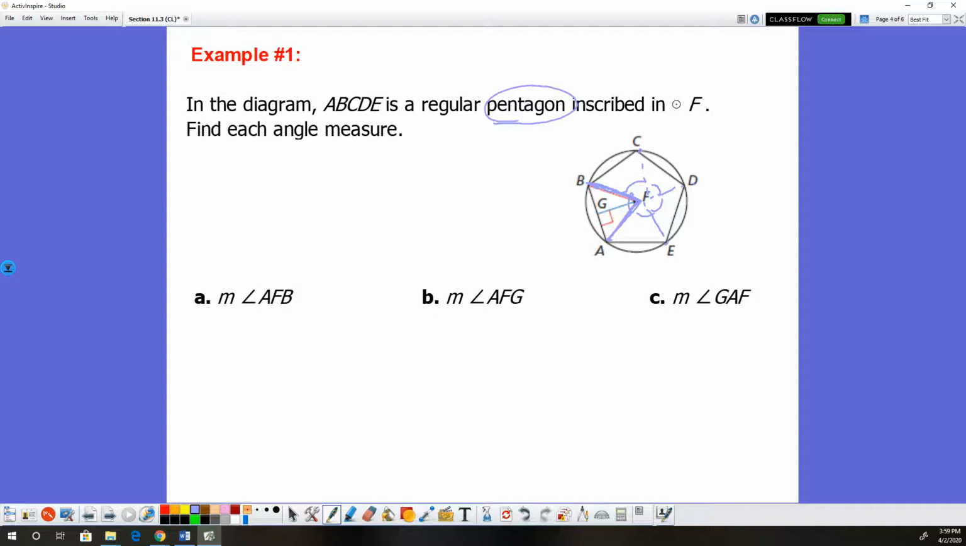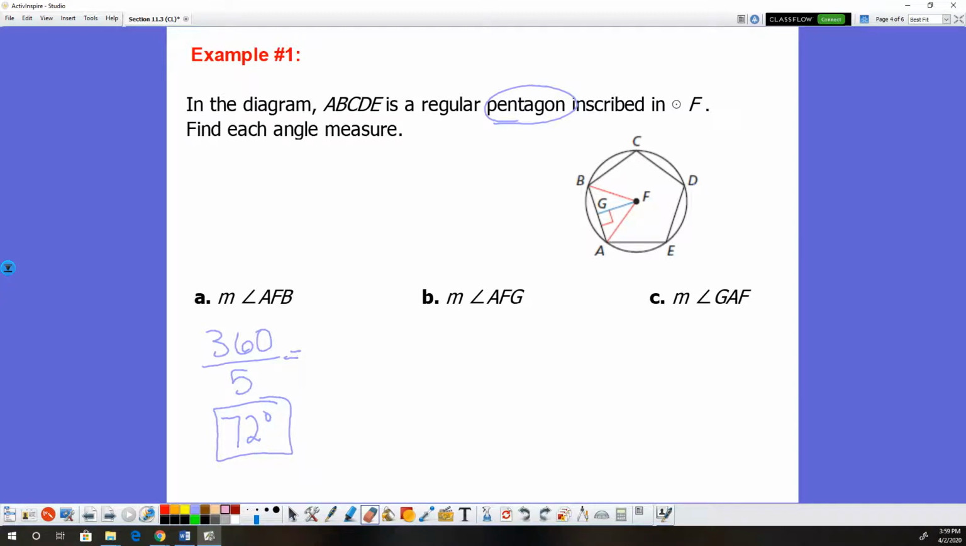All the way around is 360. So we would find the measure of AFB by taking 360 divided by 5, and that gives us 72 degrees. Okay, so AFB, which is right here, is 72 degrees. Now I'm going to erase all this because we're going to need to see it a little bit better.